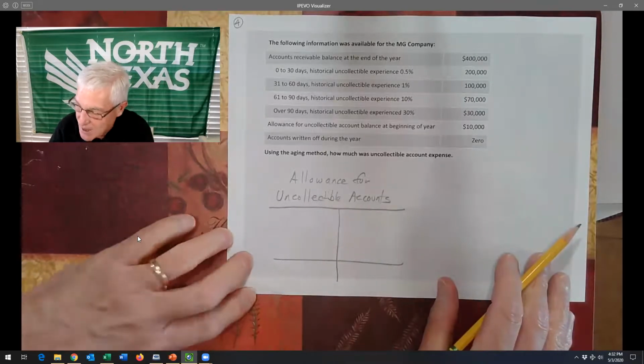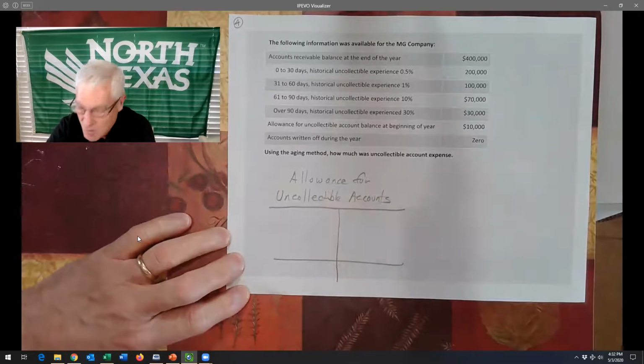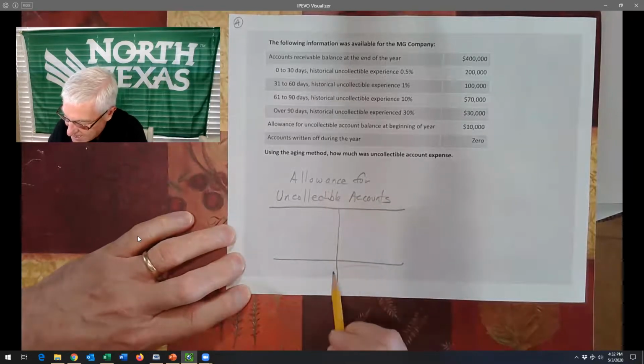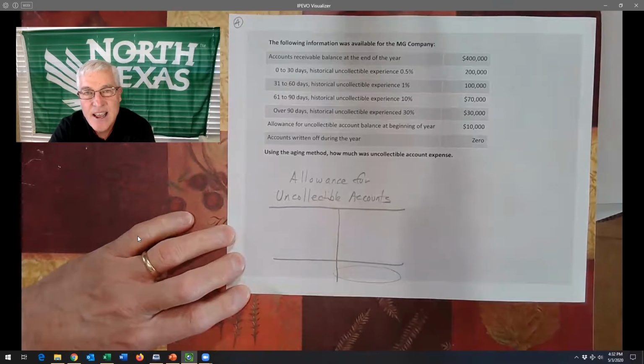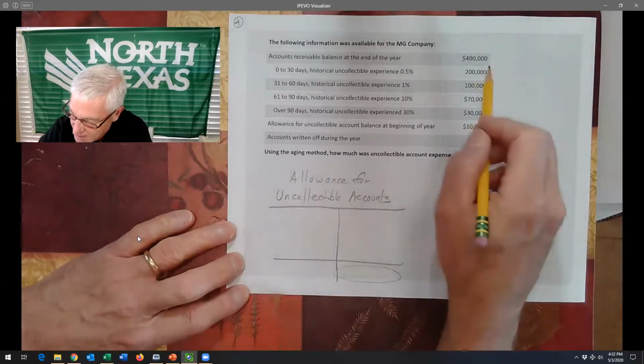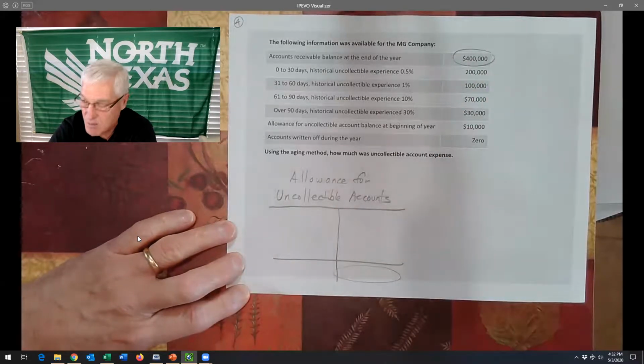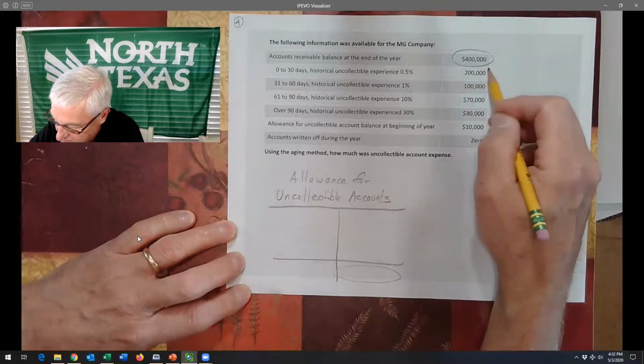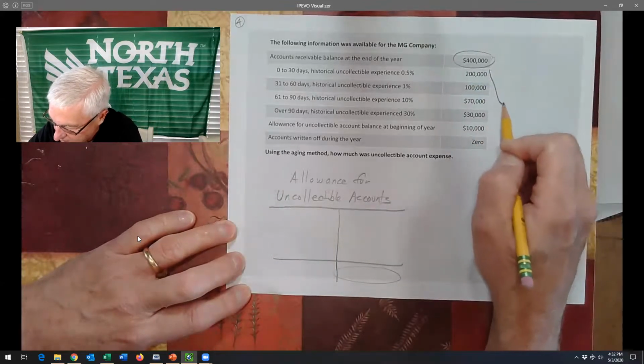So in the aging method, we're going to calculate the ending balance. And then we're going to back into the expense, because I think this just makes total sense. Hopefully it will to you. We're going to just evaluate the accounts receivable. And so for this company here, they have $400,000 in receivable. And here's the 400,000 right here.